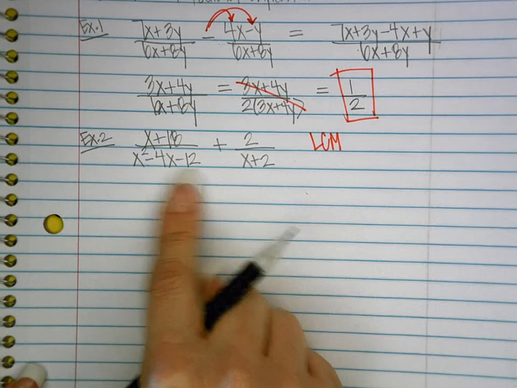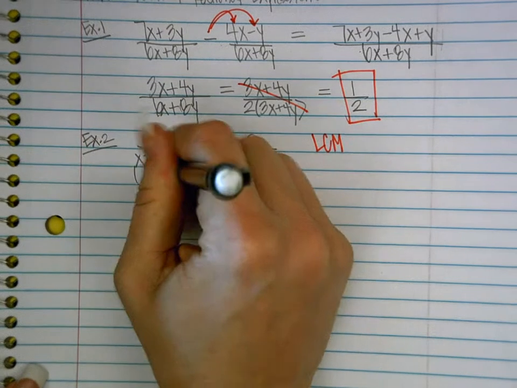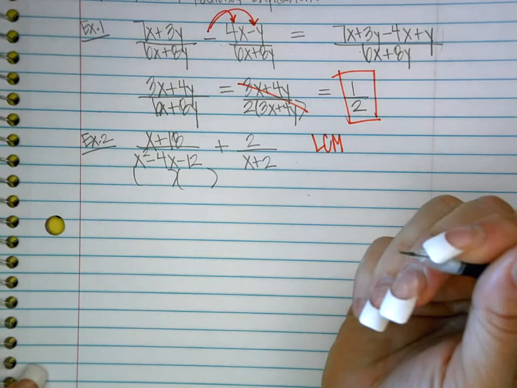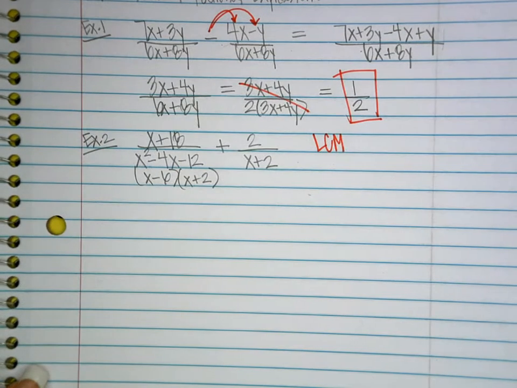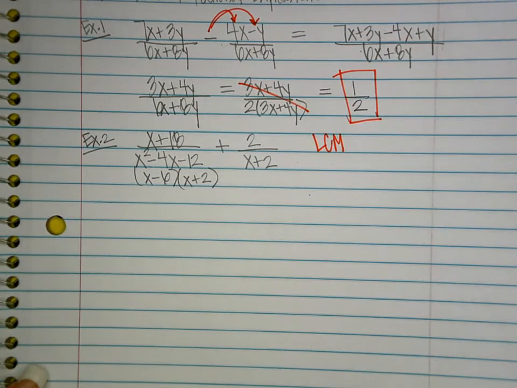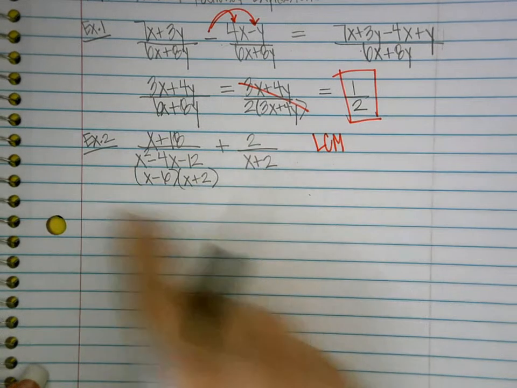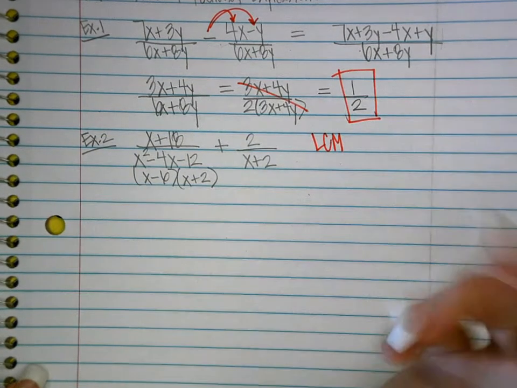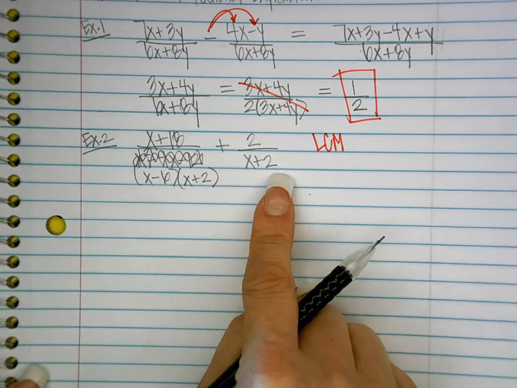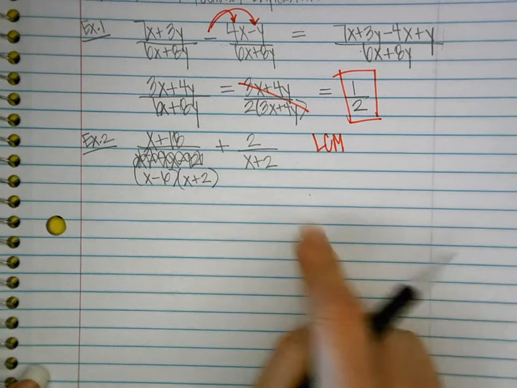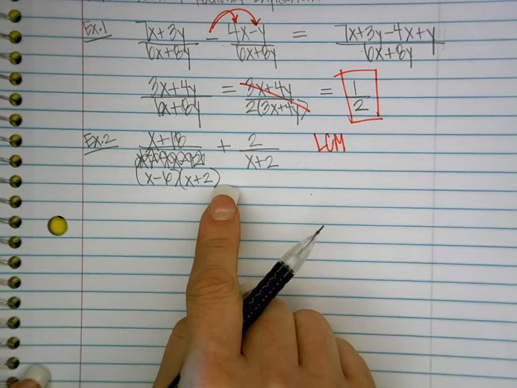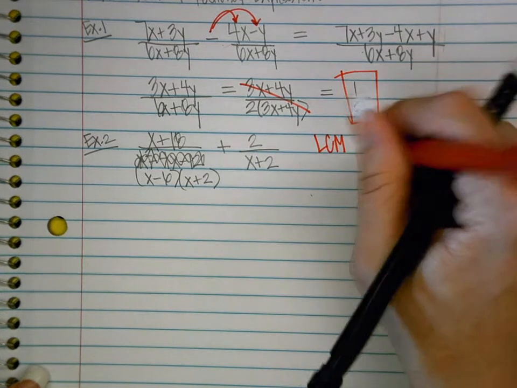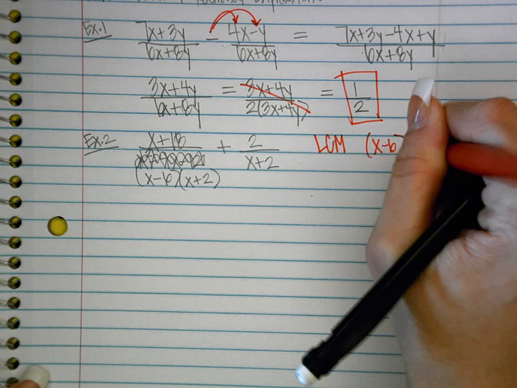So how would this factor? How could you factor x squared minus 4x minus 12? X minus 6 and x plus 2. The LCM is what both of these would go into, okay? So I'm going to cross this out. Basically, if we wanted to find the common denominator, what would you say is the common denominator for both of these fractions? X minus 6 and x plus 2, right? The LCM is the same thing. It's x minus 6 and x plus 2.